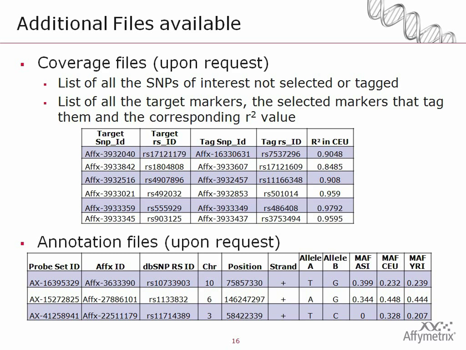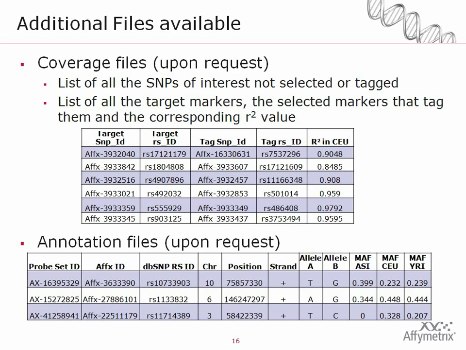So you can see here that there's the target SNP ID, the target RSID, the Affy SNP ID that tags it, the corresponding RSID, and then the R-squared value. It's important to note that neither the target SNP ID nor the tag SNP ID column will be unique. Basically, a target SNP can be tagged by more than one SNP, and a SNP can tag more than one target SNP. So it can be a quite large file for many designs.